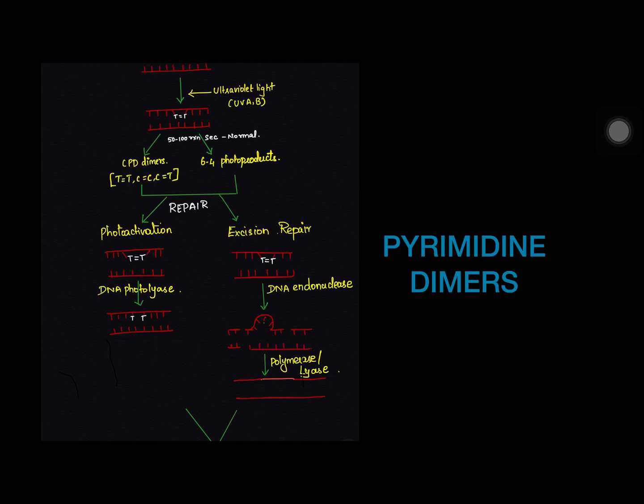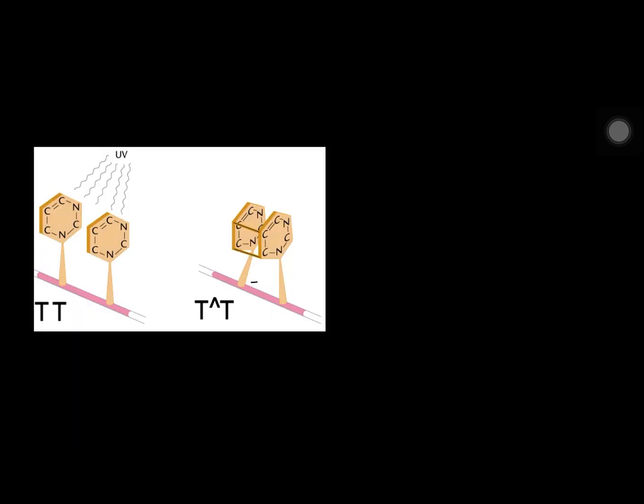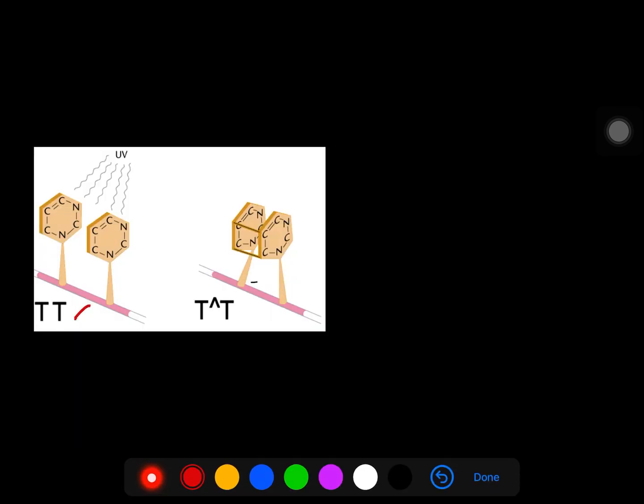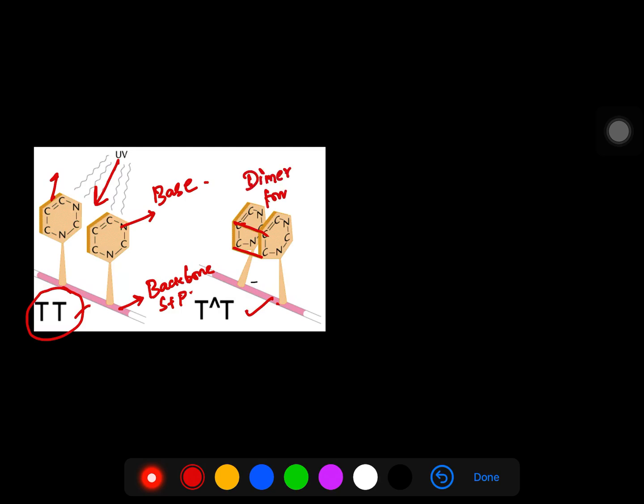Let us see pyrimidine dimers in detail. Here you can see two structures. This is the backbone of the nucleotide, that is the sugar plus phosphate backbone, and these are our bases. For example, they have mentioned two thymines. On exposure to UV light, there is a formation of a double bond between the carbon atoms of the two thymines, which is called dimer formation. Hence it is very clear that the main source of dimer formation is ultraviolet ray exposure.